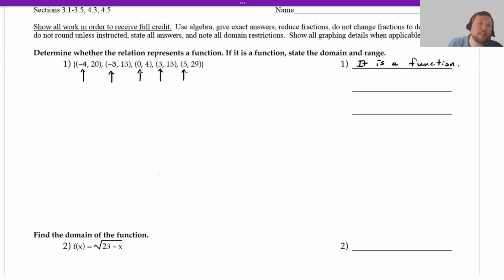And what that means is each one of these inputs has only one output because these are the only ones that were shown. So if we had another version of this where we saw like -4, 5 along with -4, 20, then it would not be a function because that input -4 has two different outputs, not a function. Functions have to have just one output per input. Now, repeated outputs are fine.